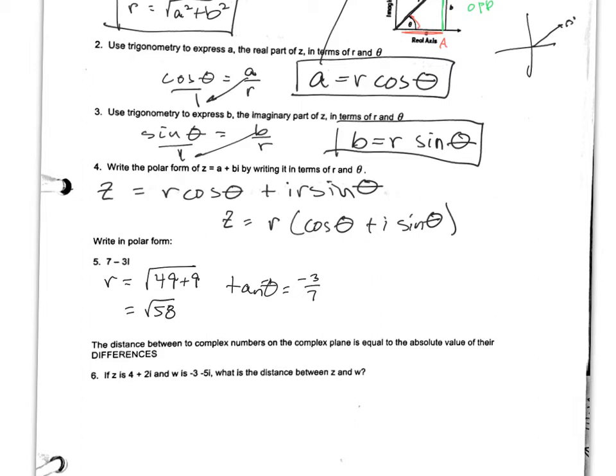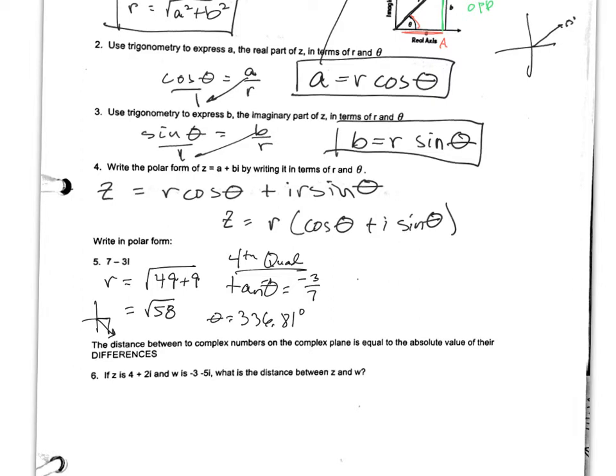Of course, we've got to remember what quadrant this is in. 7 minus 3i is down here in the fourth quadrant. So you have to take your answer and add 360 to it. So we get 336.81 degrees. Put it in the fourth quadrant. That's probably the hardest part about it, not just trusting the calculator.